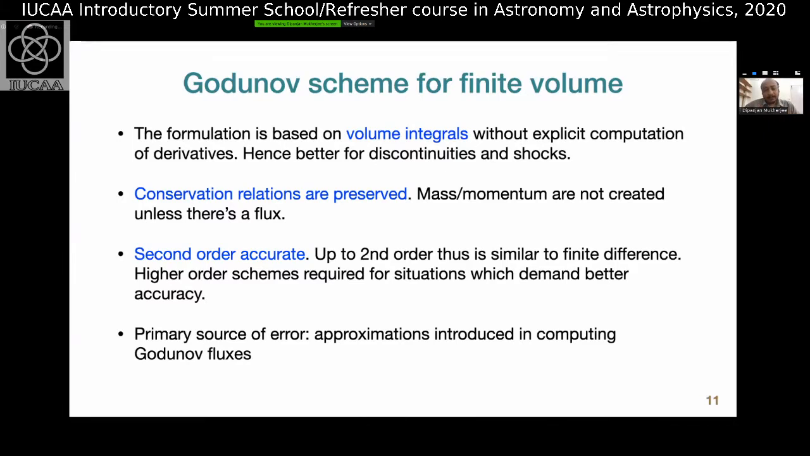It is accurate up to the second order, and thus for similar finite difference schemes that are accurate up to second order, there is no difference. But finite difference schemes can go to much higher order, sixth order, for example, as I showed you earlier. But the Godunov scheme going to higher order is more challenging. And the primary source of errors in the Godunov scheme are the approximations introduced in computing the fluxes, which are called the Godunov fluxes.